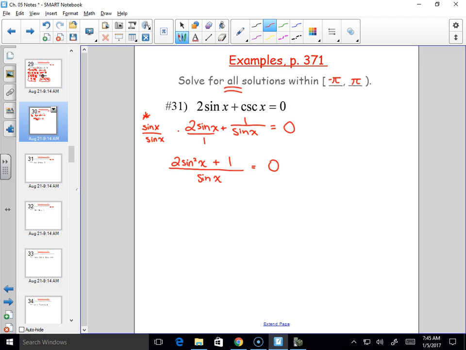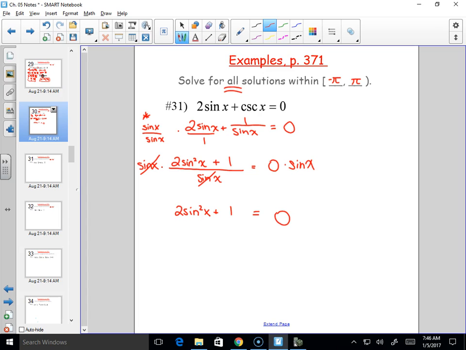Well, hopefully you're looking at that and you're like, wait a minute, that's division. How do I undo division? And hopefully we answer multiplication. So if we move the sine of x to the other side, the great thing about this one is that 0 times sine of x is just 0. Over here on the left, we have 2 sine squared of x plus 1 equals 0. So now it's like, oh hey, alright, let's start solving.